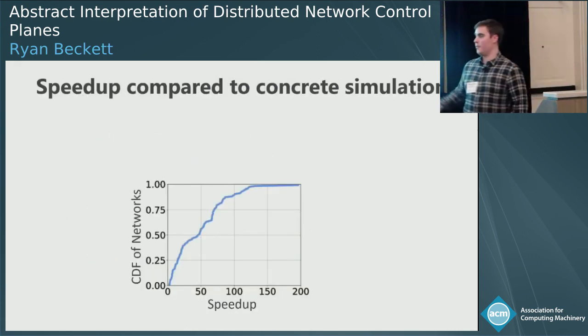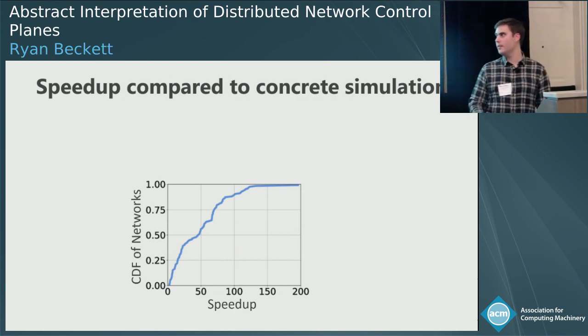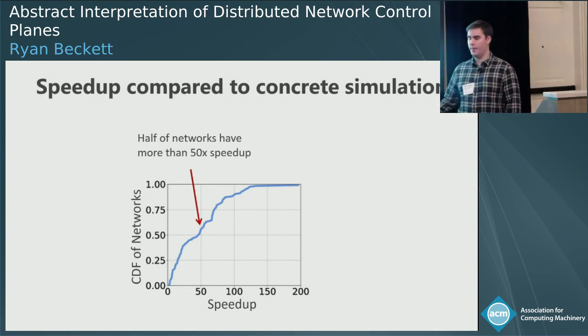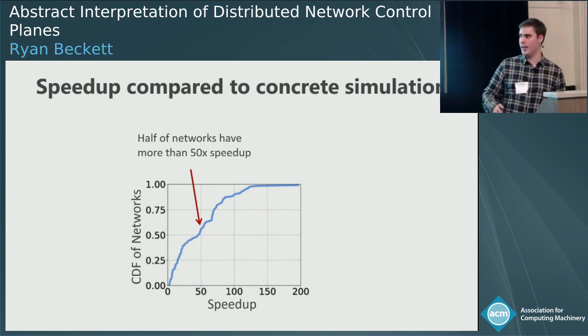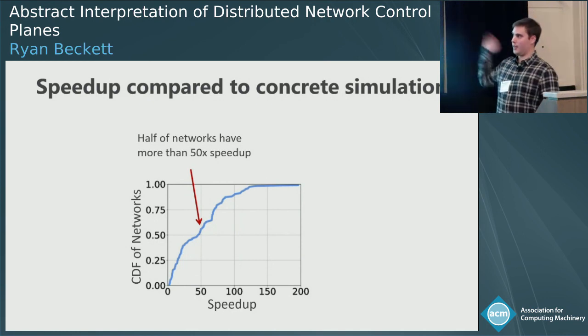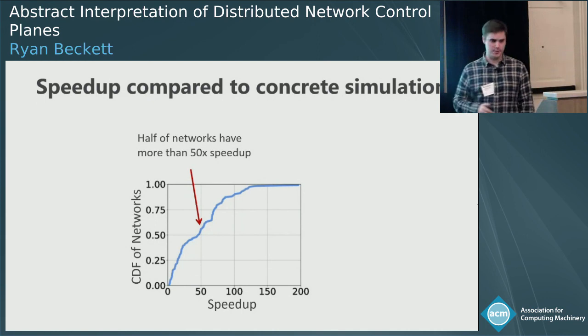So in terms of the performance compared to the concrete simulation, this is showing a CDF of the speed up we get for these networks. And you can see that for about half of the networks, we get over 50x speed up, and about half is less than 50x speed up. And the ones that are under 50x speed up usually were the really small networks. So the bigger the network got, the bigger the improvement we would get. So between maybe like 1 to 2 orders of magnitude.